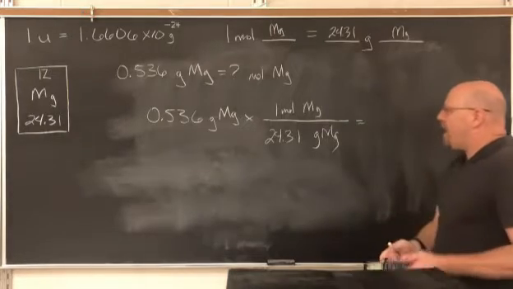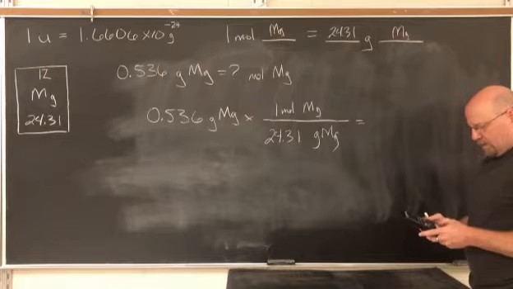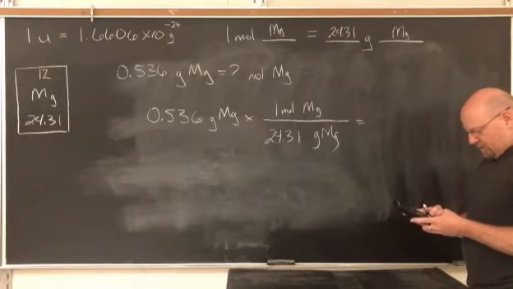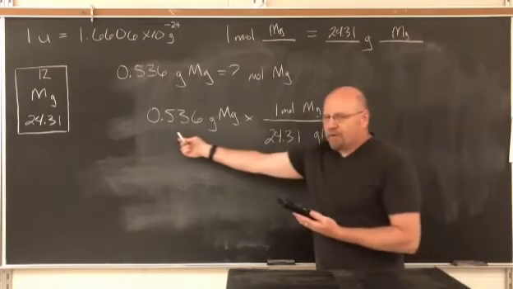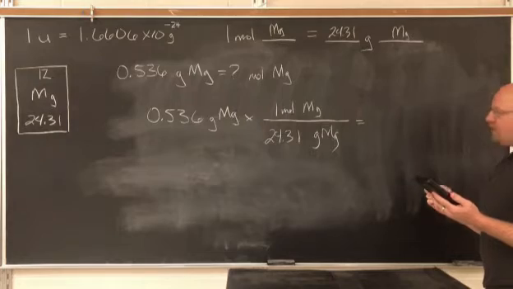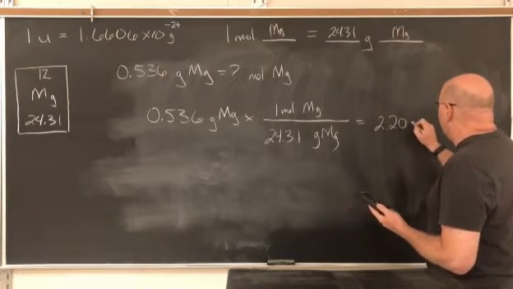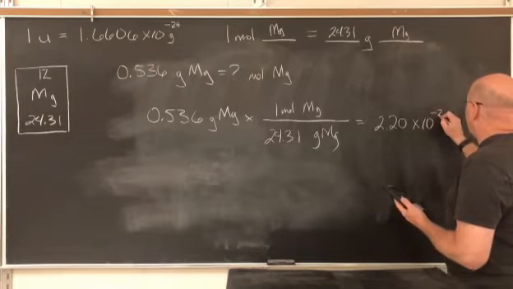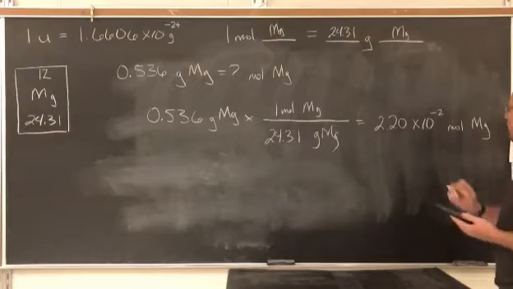And then we solve that out. So we're going to have 0.0536 divided by 24.31. We use this number to determine our significant digits. Your calculator is going to give you 2.20 times 10 to the negative second. 2.20 times 10 to the negative second moles of magnesium.